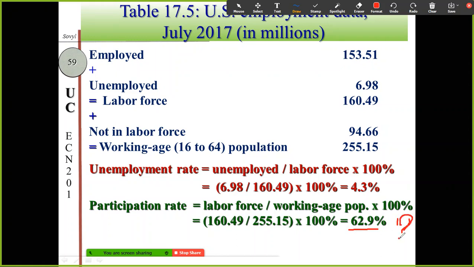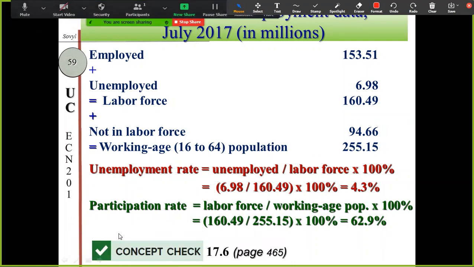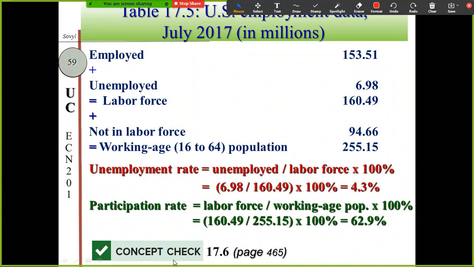Participation rate is 62.9%. So who can explain the meaning of 62.9%? What does it mean? Okay, I'm waiting for hearing or seeing your explanation about 4.3% and 62.9%. Okay. In this case, you can go to your textbook. Going to your textbook, you can see concept check 17.6 on page 465. Maybe you can study this one, in order to get more understanding.